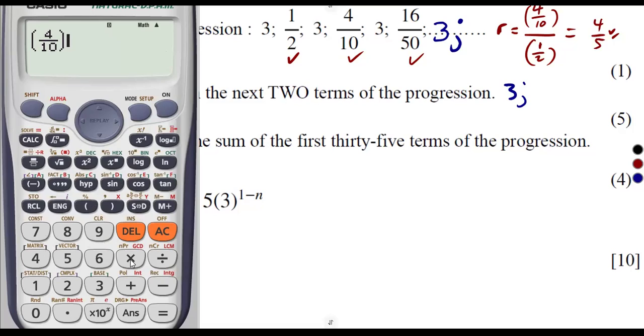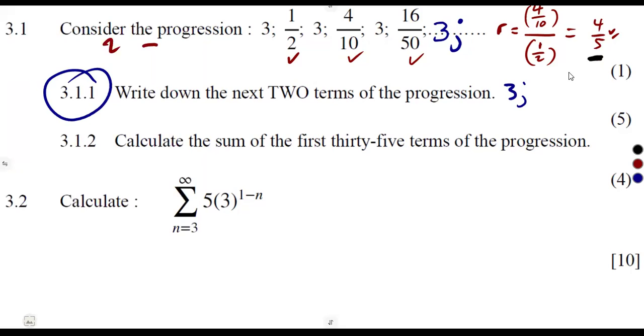Exactly what we had before when you divided 4 over 10 by 1 over 2. This is how you obtain the common ratio. Remember, you divided by 1 over 2 like this. That's 1 over 2. I need to remove 1 here. I don't know what's happening here. Okay, let's hope it's not going to affect us. So that is 4 over 5, as you can see here, exactly the 4 over 5 that we are seeing.